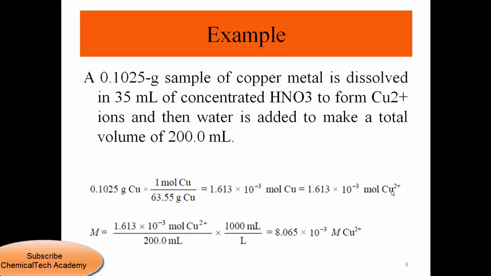So we have the number of moles of copper, and we have the volume of solution. If we divide the number of moles by the volume of solution, but be careful here, the volume is in milliliters, so we need to divide it by 1000, or we can use this conversion factor. So it is going to be 8.065 times 10 to the power minus 3 molar copper.